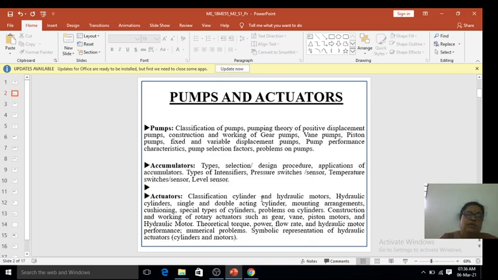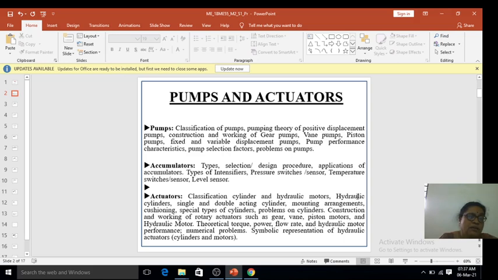As you know, the pump is a device which is used as the heart of the hydraulic system, because it converts the mechanical energy into hydraulic energy. The mechanical energy is delivered to the pump using a prime mover such as an electric motor.